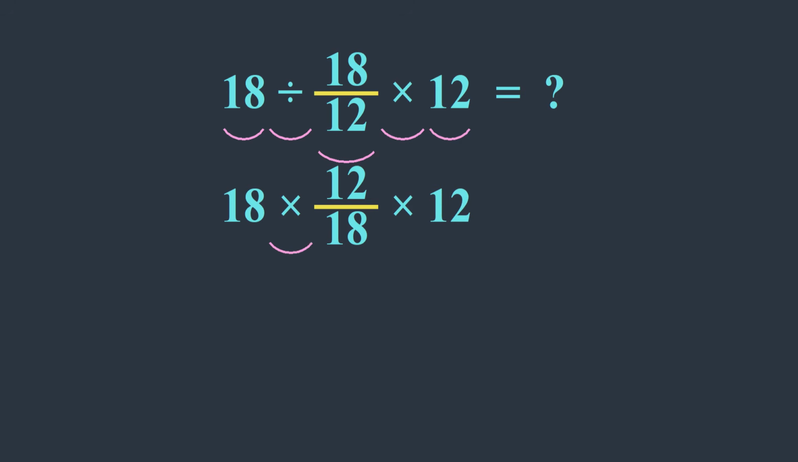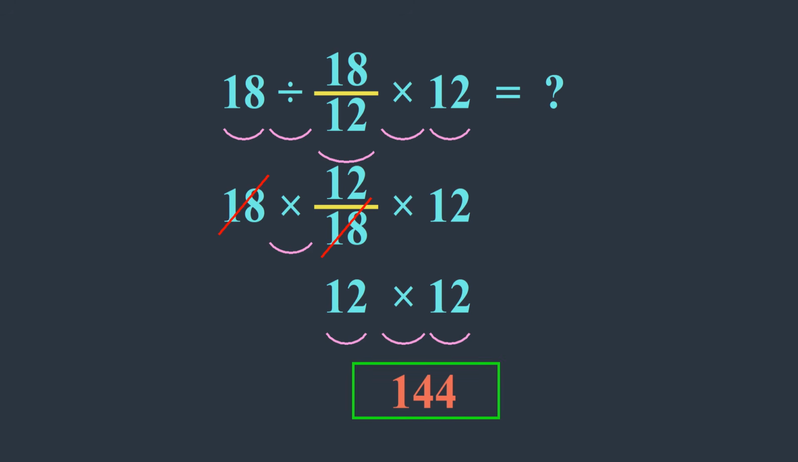First we do this multiplication. We can easily cancel this 18 and this 18, which gives 12. And here again, we have times 12. So here we have this 12 times 12, which equals 144. And this is our final answer to this problem.